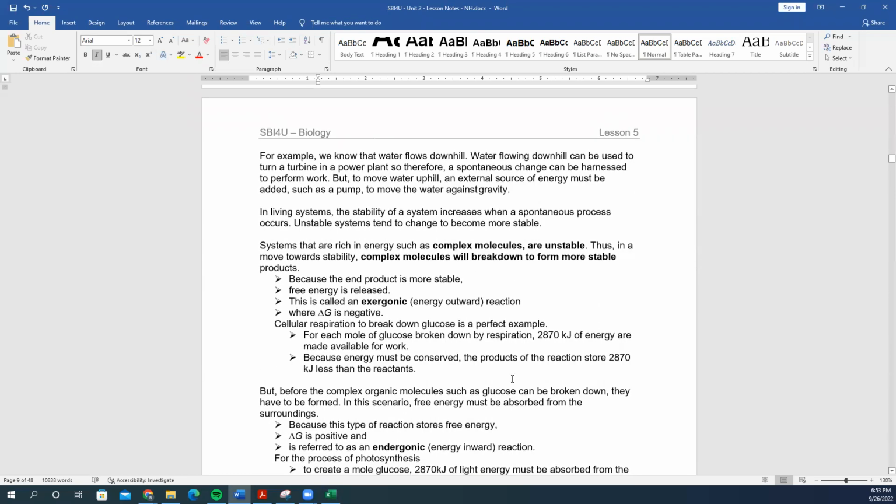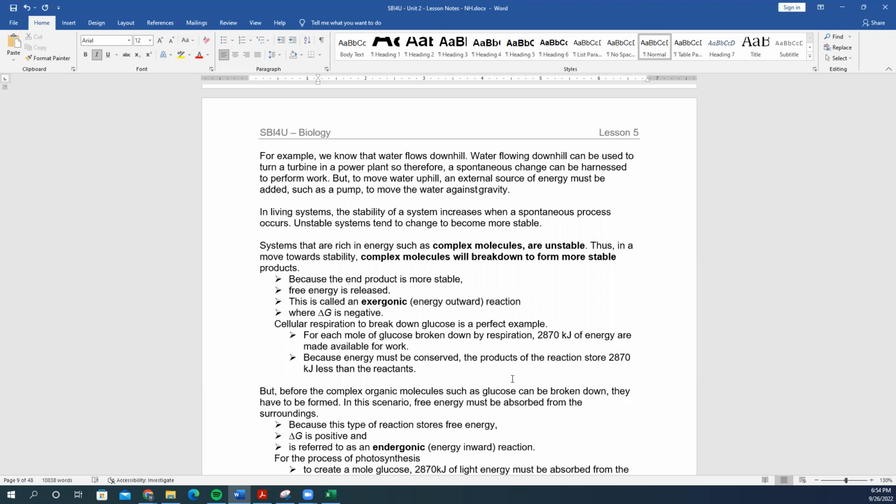A good example is that if you have water, water tends to flow quite easily downhill. There's no energy required to force water to flow downhill. And you can use that flowing downhill water to turn, for example, a turbine in a power plant, to spontaneously take that energy and harness it to perform work, to turn the turbine and maybe change it to another form of energy, such as electricity.